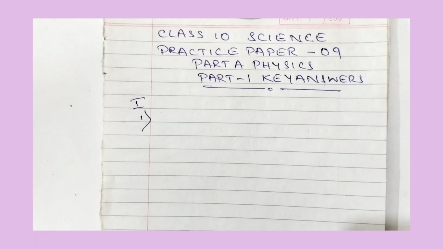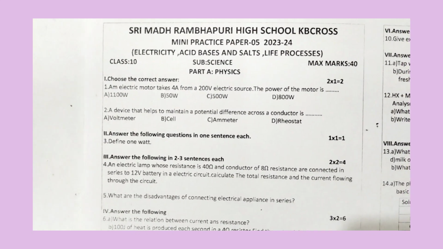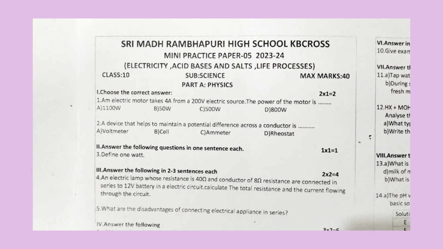So in this video we are going to continue class 10 science. This is practice paper number 9, part A physics, and this is the part 1 key answers of practice paper number 9. So let us answer the physics part in this video. So the first question is like this.